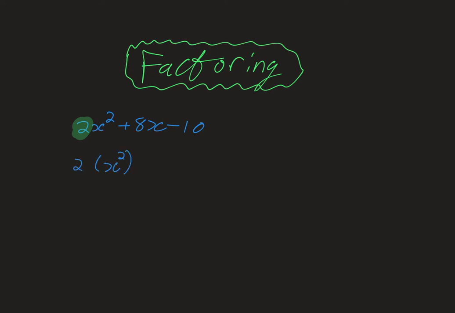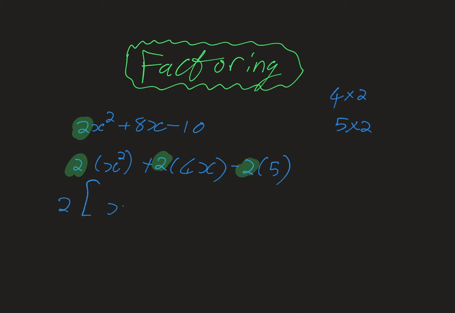So can we rewrite 8 in terms of 2? We can write it as 2 times 4x. That's supposed to be a 4, my apologies. Okay, and then can we write 10? We can write that as 5 times 2. So we can have the following. And then because we have a 2 outside of everything, we can take it out and just rewrite it like this.